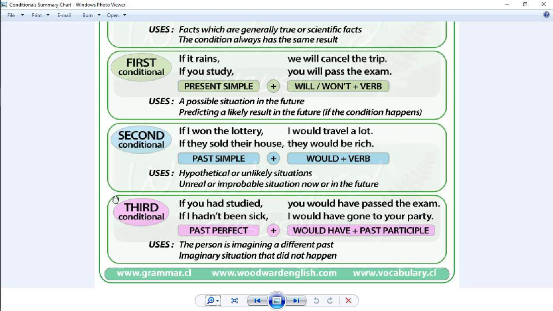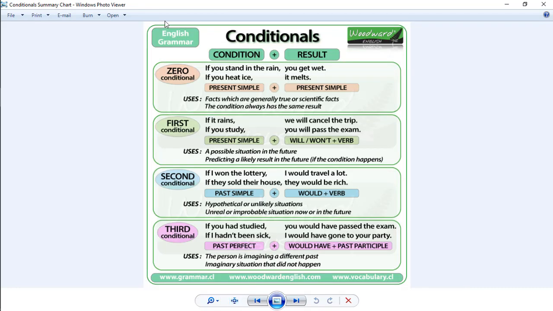And right here, the last one is the impossible. The person is imagining a different past, an imaginary situation that didn't happen. If you had studied, you would have passed the exam. If I hadn't been sick, I would have gone to your party. Yeah. So it's just a reminder for the topic.